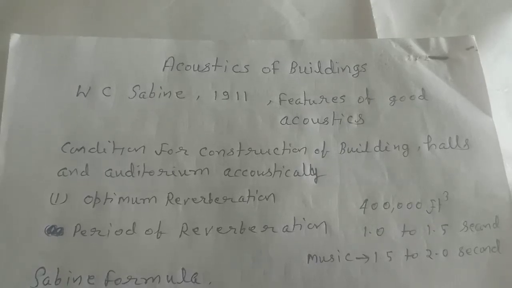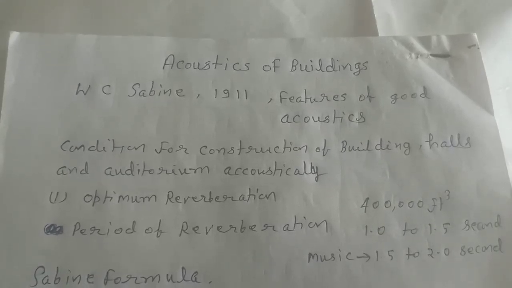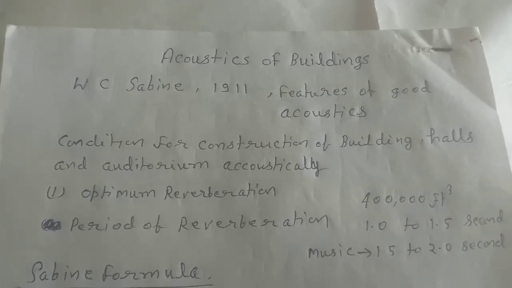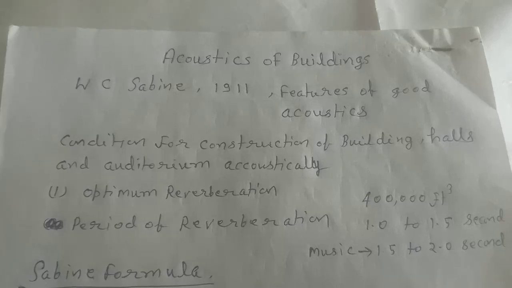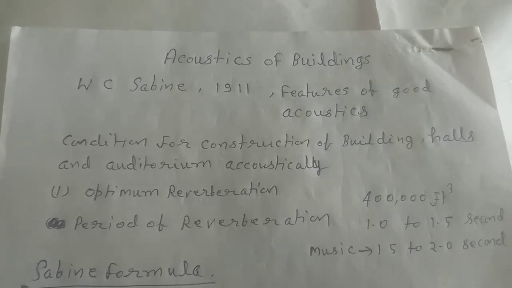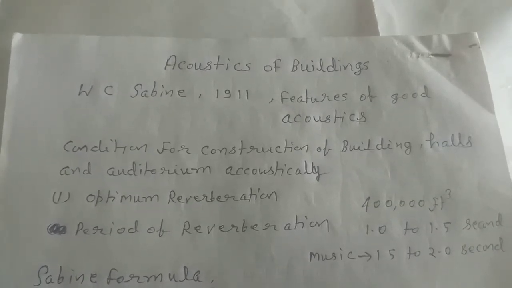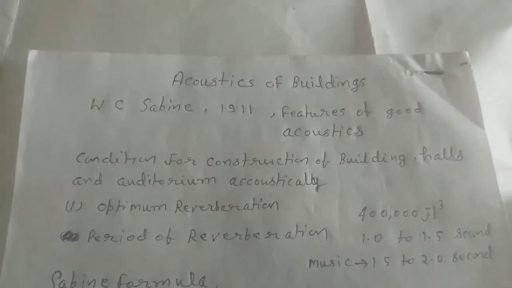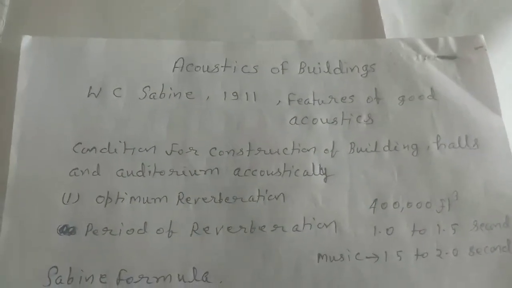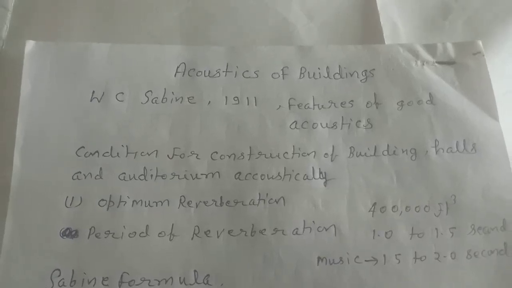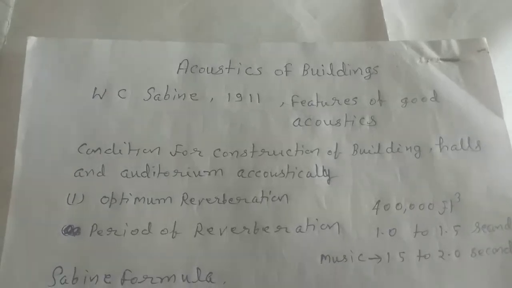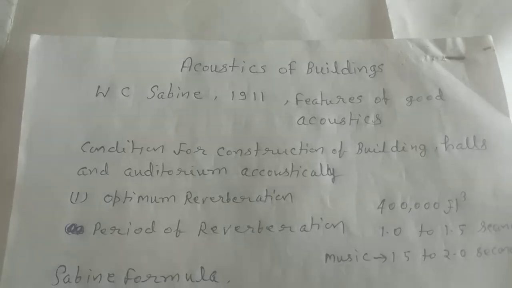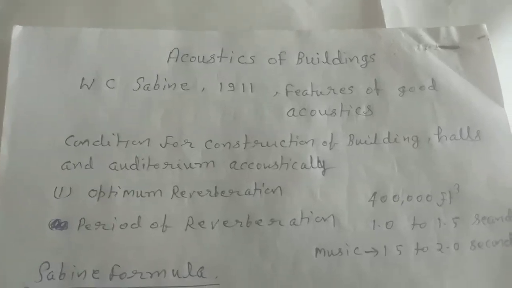It was first tackled as a problem by W. C. Sabine in 1911. Acoustics of building. The acoustic properties of a building or a confined space such as a hall or a room have a marked effect on speech and music.